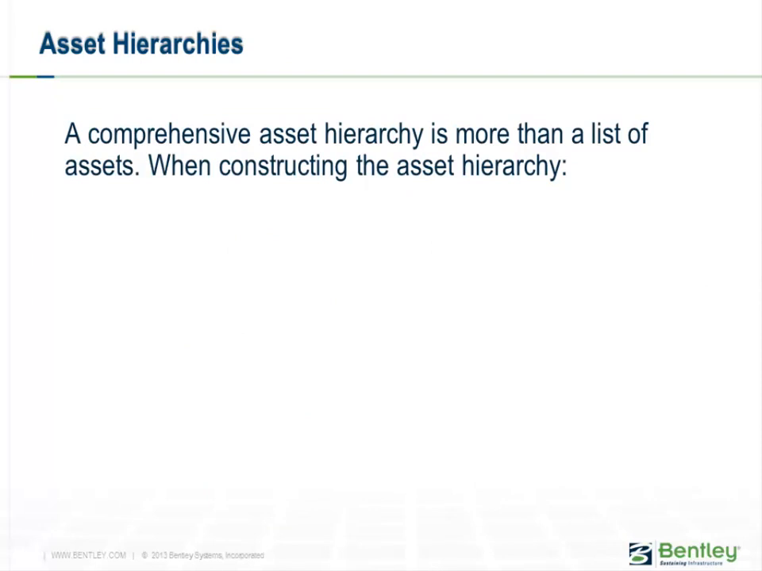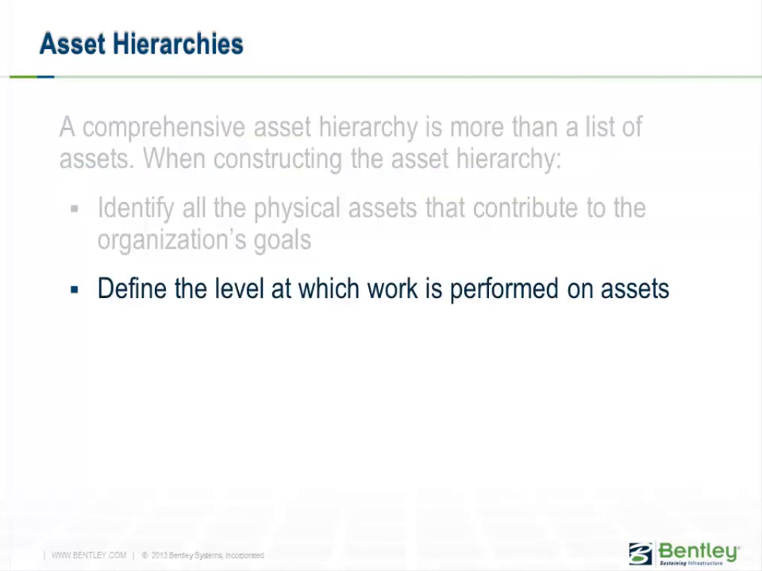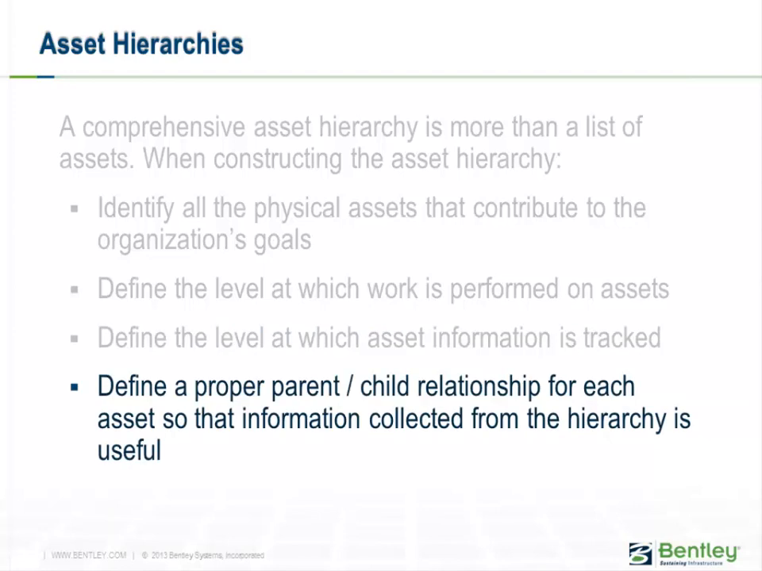A comprehensive asset hierarchy is more than a simple list of assets. When the asset hierarchy is constructed, you should identify all the physical assets that contribute to the goals of the organization, define the level at which work is performed on assets, define the level at which information about assets, such as work history, is tracked, and define a proper parent-child relationship for each asset so that information collected from the hierarchy is useful.